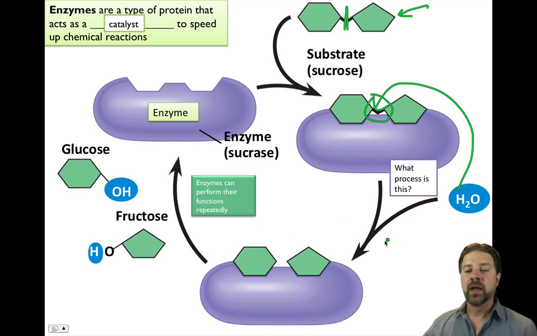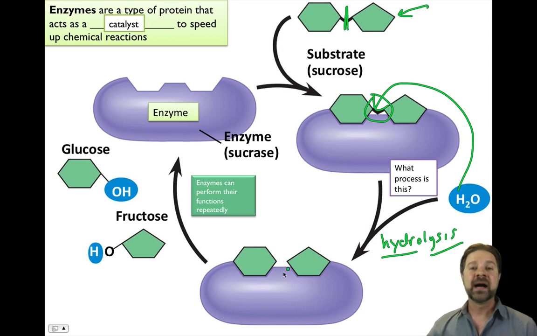Hopefully you remember it was the reverse of dehydration synthesis, and this was called hydrolysis. So again, this codes for water breaking. Now, notice the bond is not there anymore. Once the bond is broken, the enzyme will then release the two components, the two monomers that made up sucrose, which are glucose and fructose. They float away for use somewhere else.